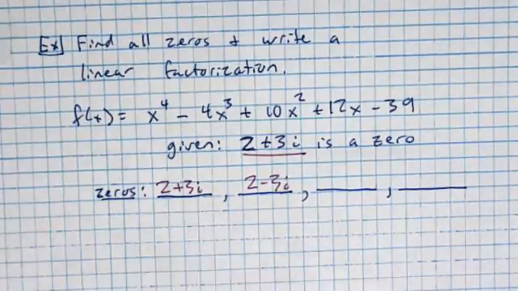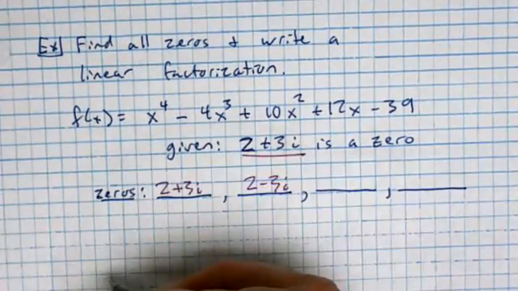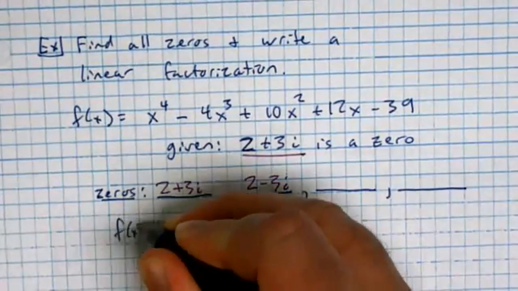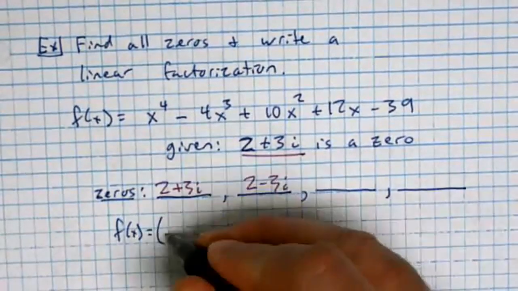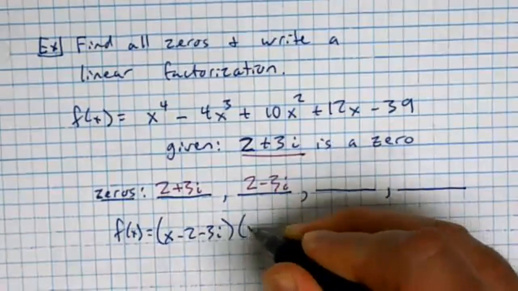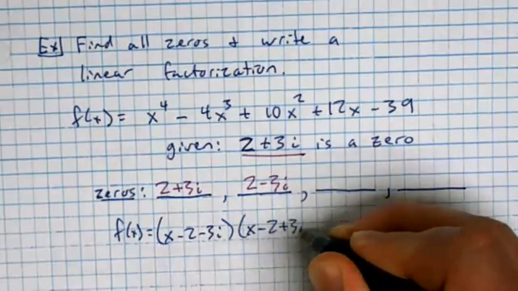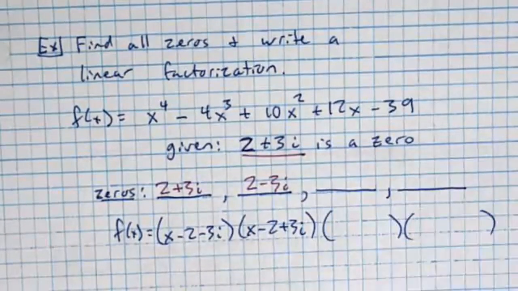What I'm going to suggest we do instead is let's write out the two factors that we know we've got, because that is part of what they asked us to do. They asked us to write a linear factorization. So we should be able to write a couple factors right now. x minus 2 minus 3i and x minus 2 plus 3i. I don't know what my last two factors are going to be yet. We'll soon find out.